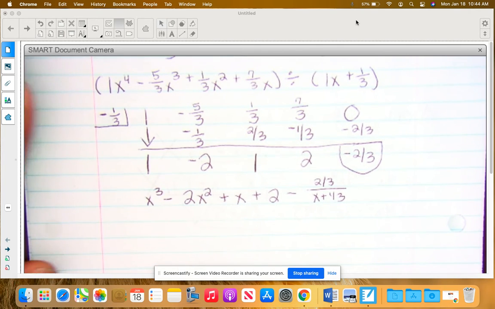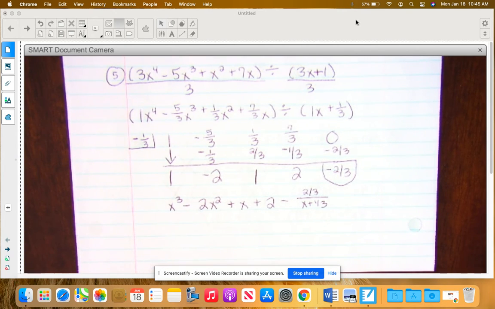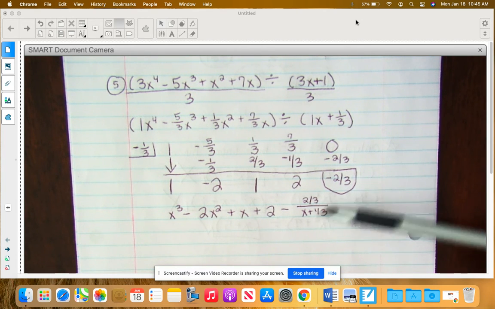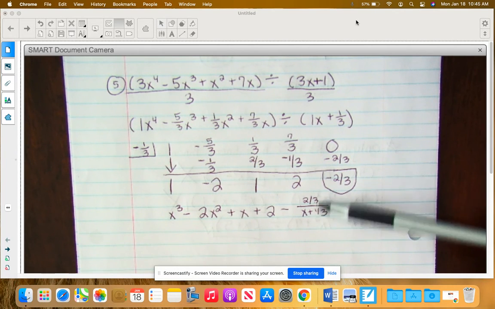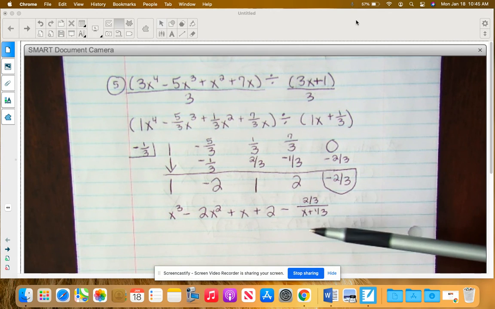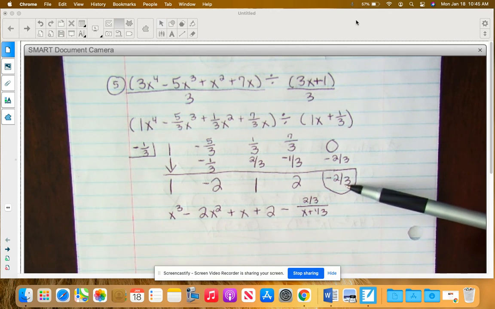Now, I'm about 98% done with this problem. Now, hopefully this looks weird to you. We have a fraction within a fraction. I got this 2/3 divided by x plus 1/3. So what I need to do to clean this up, because it's not in simplified form, is multiply just my remainder by whatever I divided by. So in this case, I need to multiply it by 3.